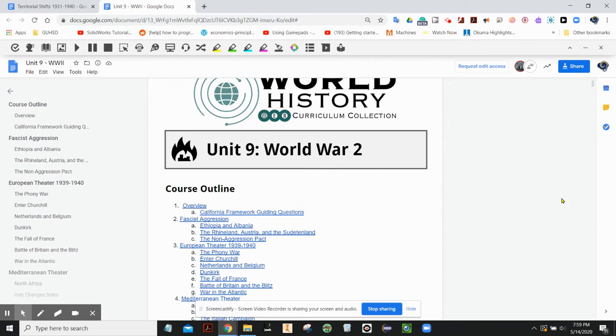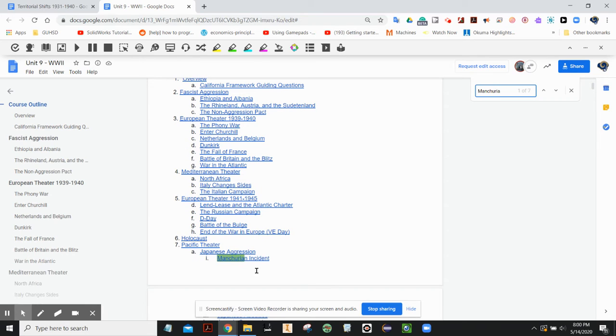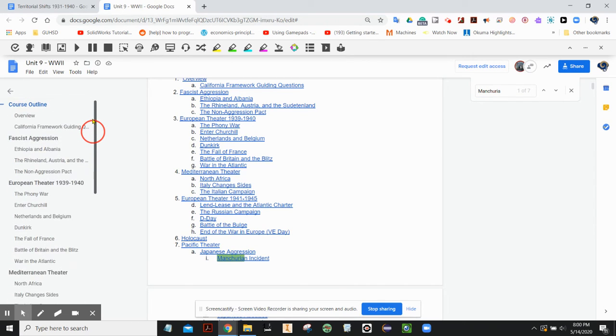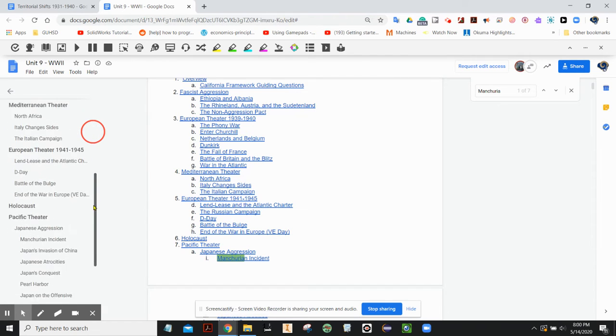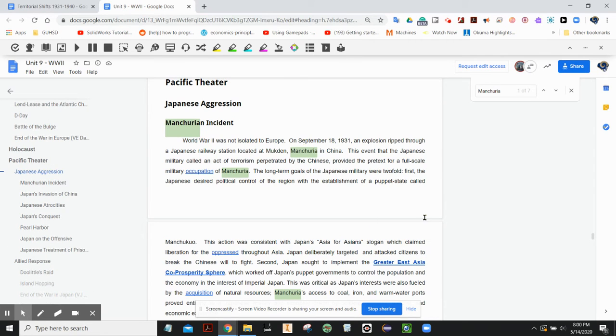So I can come to this document here. I hit Control F, and that will open up a little window for me to search. I can take the word Manchuria, which I copy from the other page, and paste it in here, and it'll show up in green. It might show up in a different color on your computer, but nonetheless, it's there. And we see it's down in 7 in the outline, all the way down toward the end after the Holocaust. So I can go over to the outline of this document and find it here under Japanese aggression, Manchurian incident.